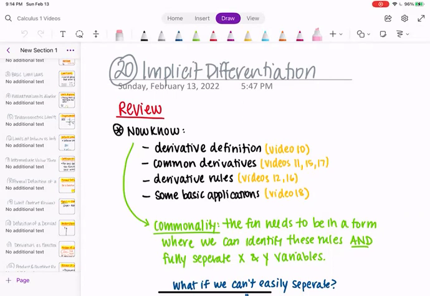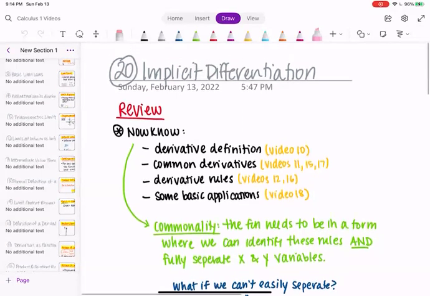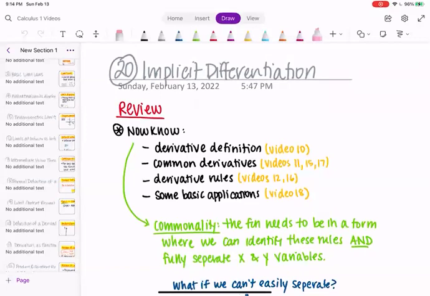By this point, a lot of people have had their first derivatives exam, so I hope that went well for all of you. But just as a recap of what we've gone over so far, by now we know what the formal definition of a derivative is. That's covered in video 10. We know a list of some of the most common derivatives, or the derivatives of the most common functions. That's in videos 11, 15, and 17.